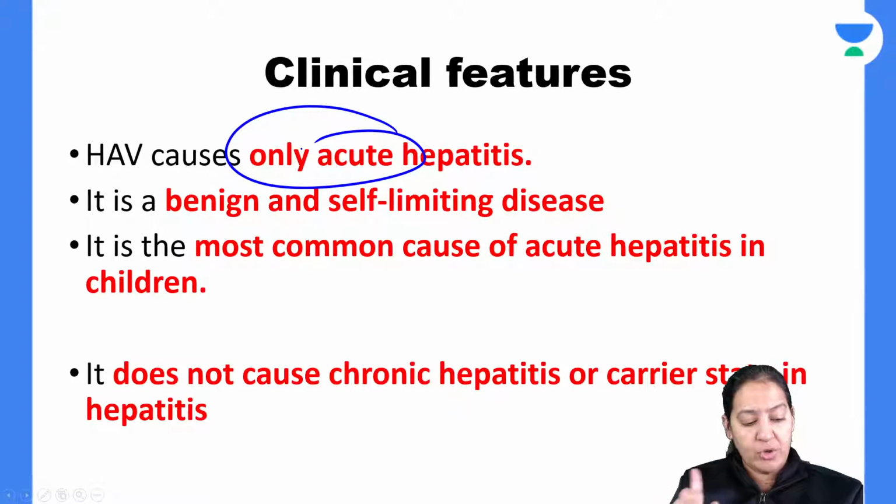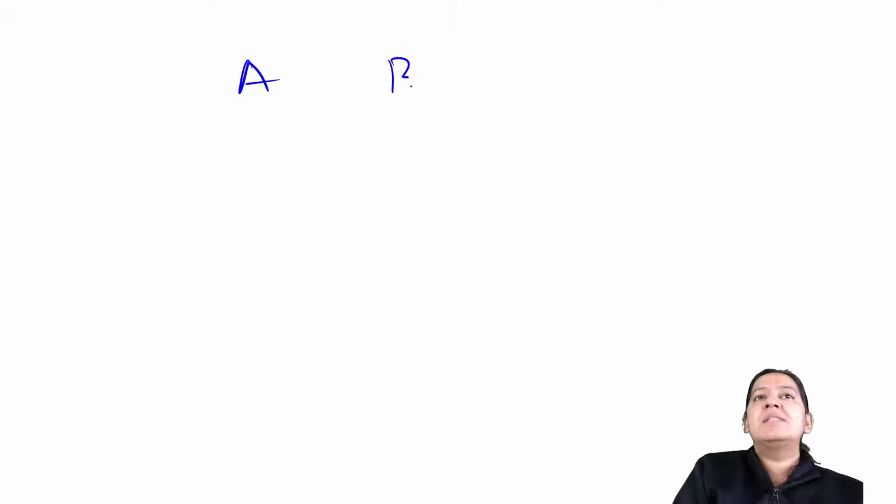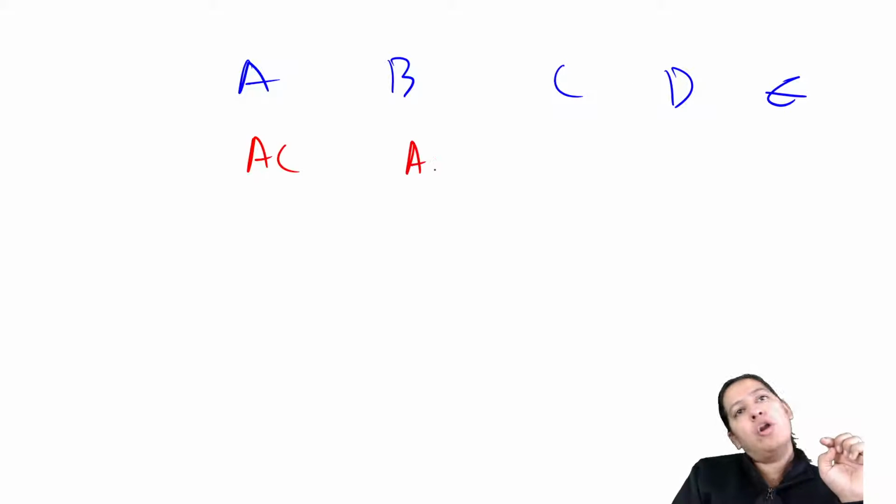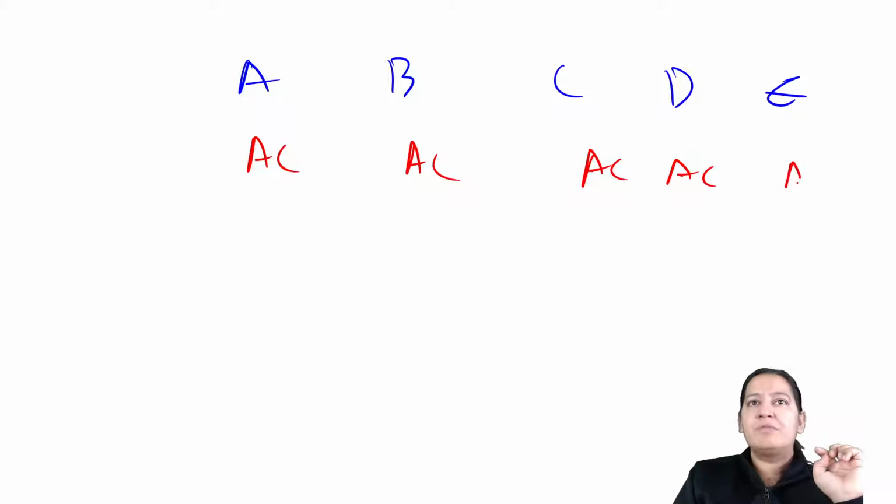One more thing I forgot to tell you there. A, B, C, D, E all cause acute. All cause fulminant. The most severe form of acute is fulminant.